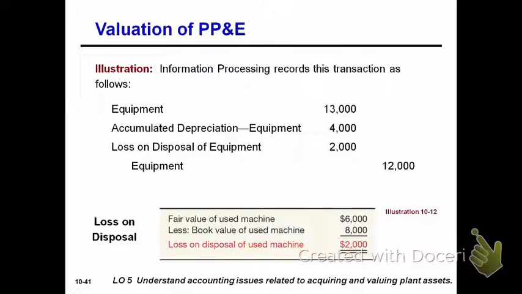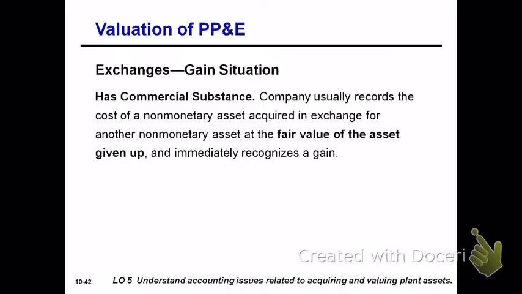And we have to take the old machine off the books. And we said we were going to be paying an additional $7,000. So when I do these, usually I will take the old machine off and record the cash. Then I'll put the new machine on, and then I check that my gain or loss balances the equation.